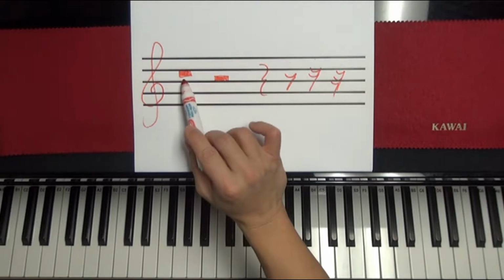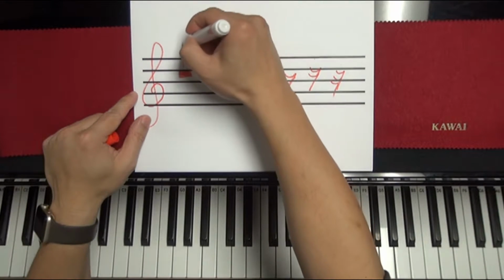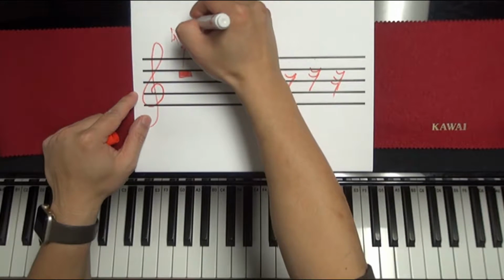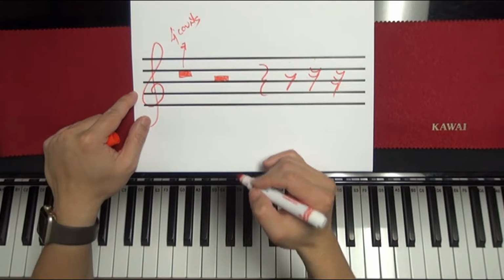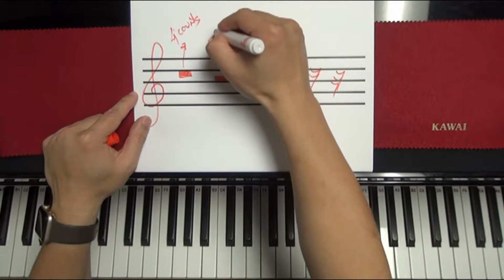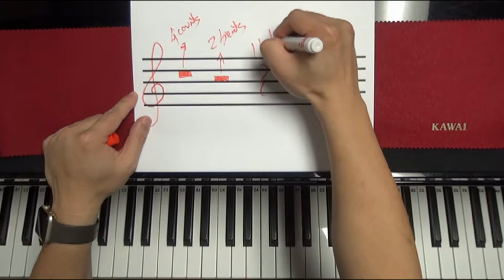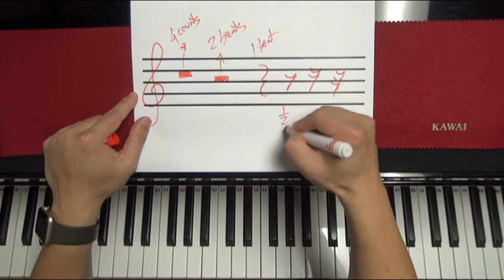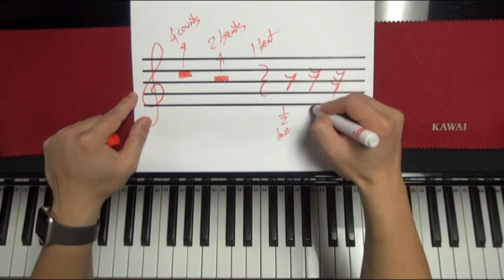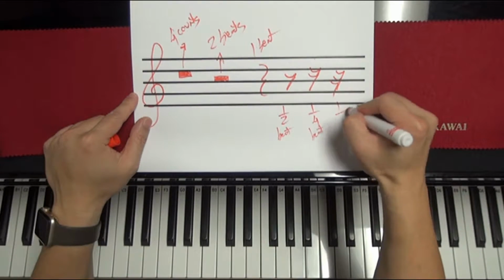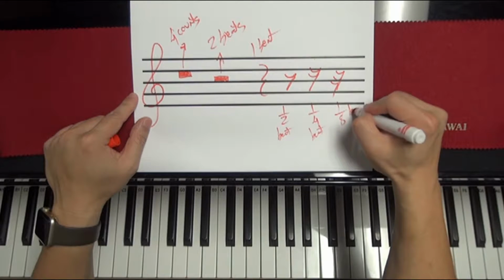So of course this is a 4-beat rest, 4 count. Okay, so that's a whole rest. That means 4 count rest. It rests for 4 beats. And this one is 2 beats. Okay, and this is 1 beat. And this is half a beat. And this is 1/4 of a beat. And this is 1/8 beat.